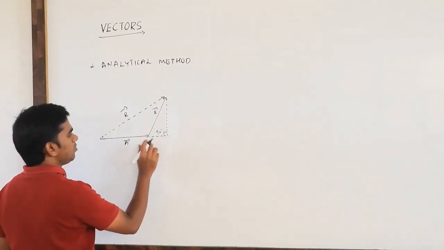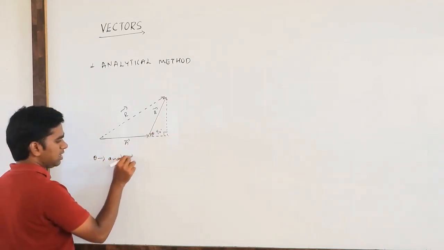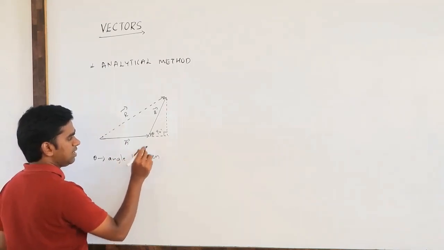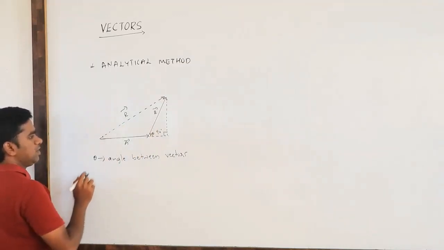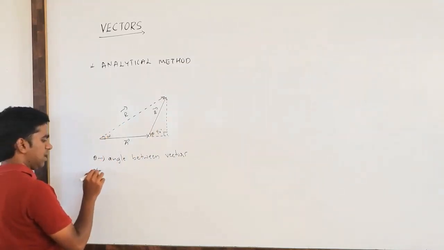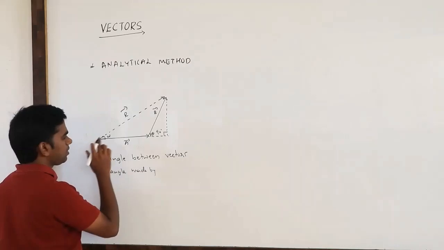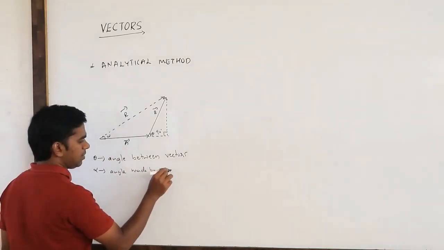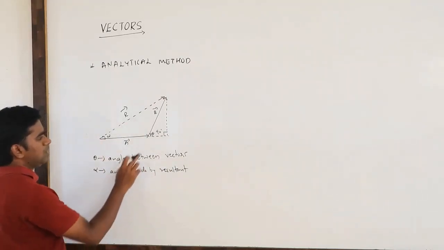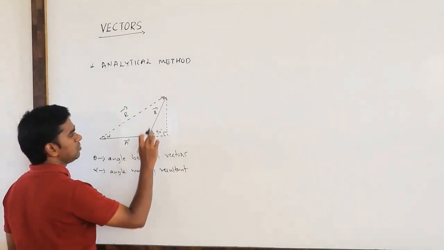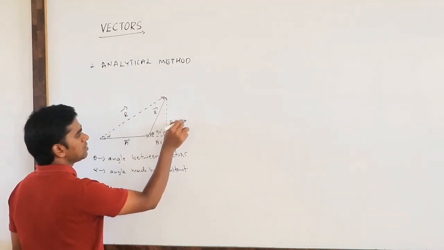So if this is theta, very important here, theta is the angle between the vectors, vector A and vector B. The resultant will make an angle alpha. Alpha is the angle made by the resultant with vector A, or we can say the horizontal. So this is B cos theta, and this is B sin theta.